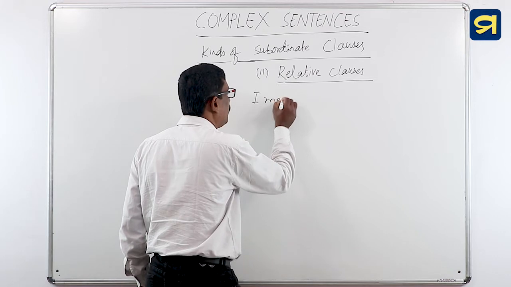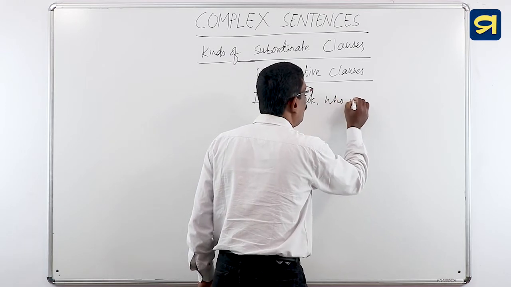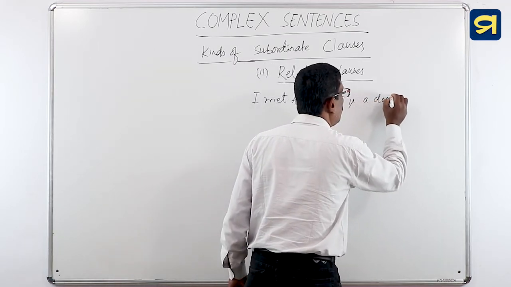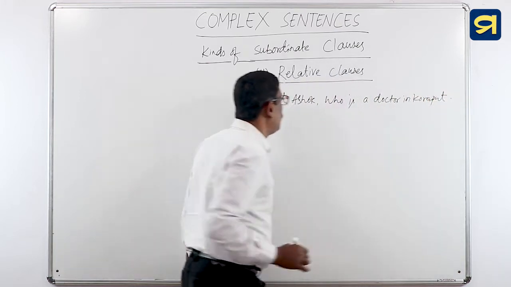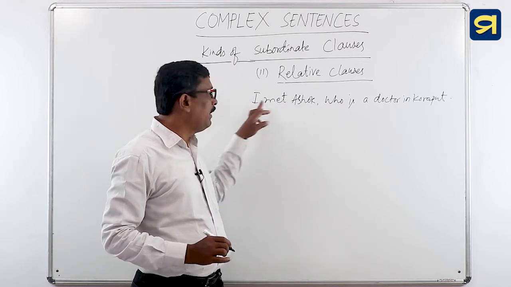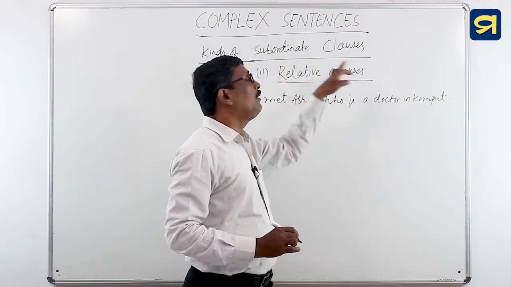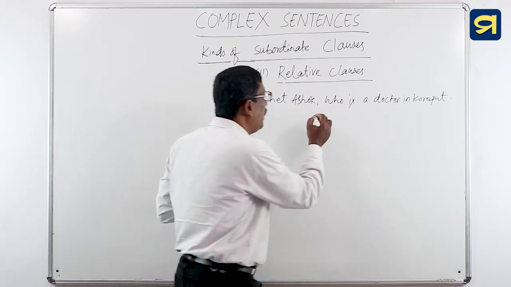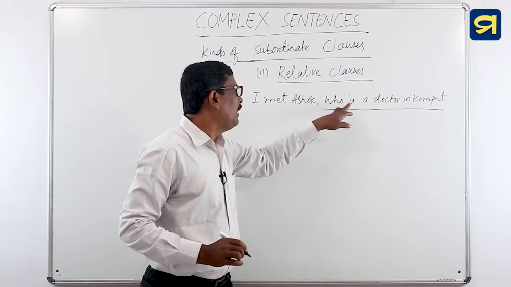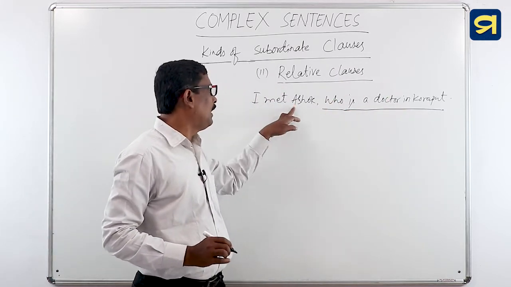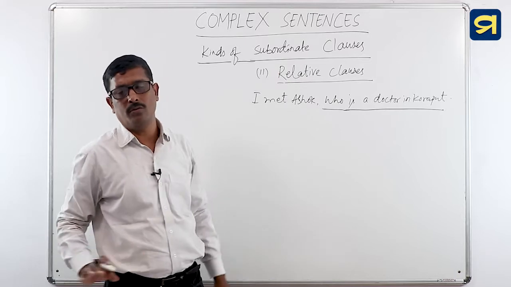Take an example of a relative clause. I met Ashok, who is a doctor in Koraput. I met Ashok is the main clause and who is a doctor in Koraput is a relative clause. Here the relative clause begins with who and who is a doctor in Koraput modifies the noun Ashok. That's why a relative clause is otherwise known as an adjective clause.